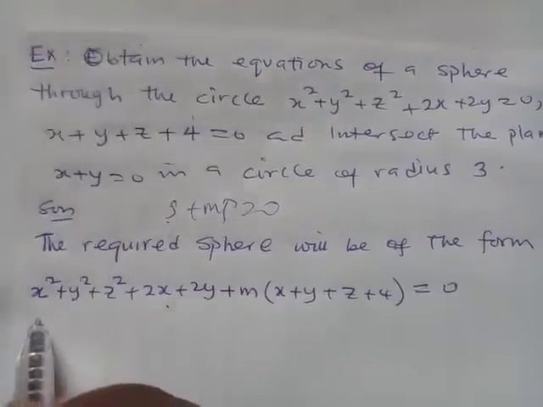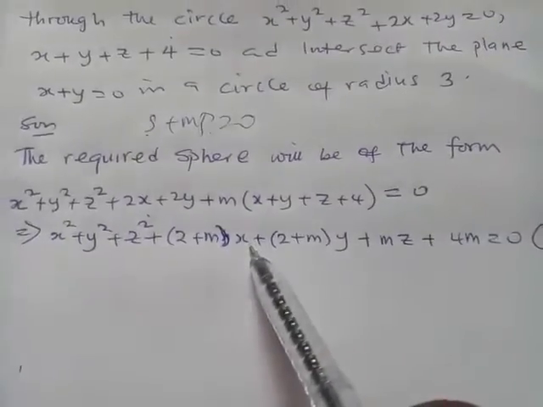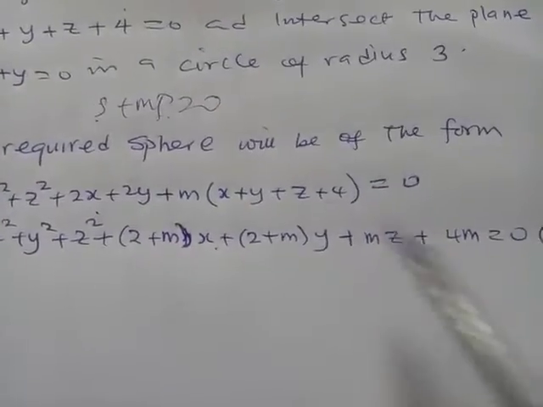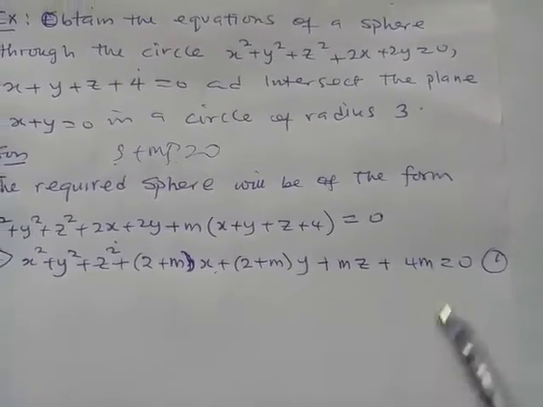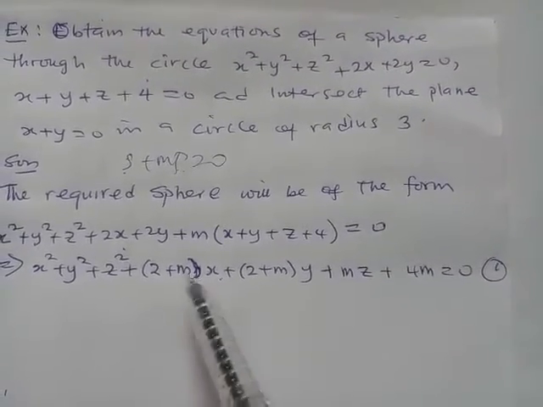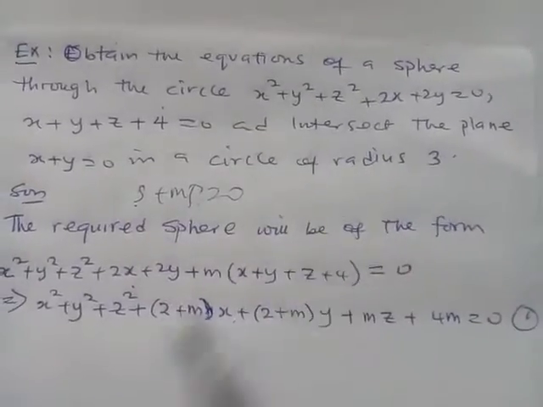So we now need to simplify this. When we simplify, we get this. We have simplified it further. So this is the required equation of the sphere that we are looking for. But now we need to know the value of this m. It will lead us to the remaining information here.